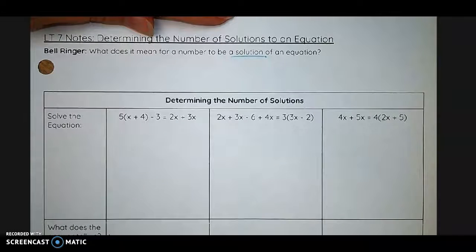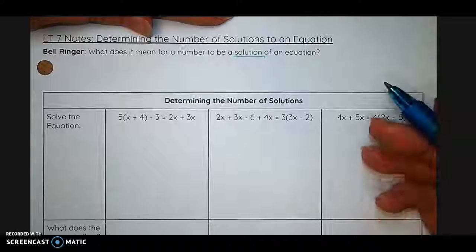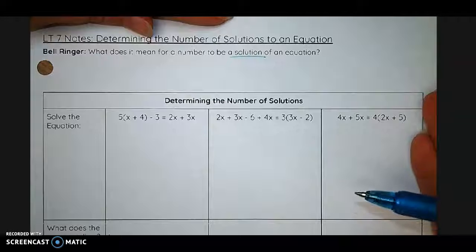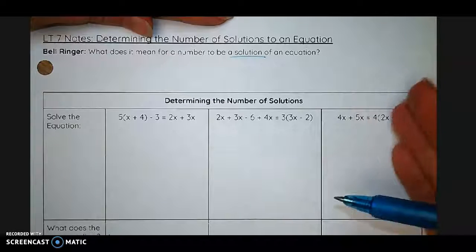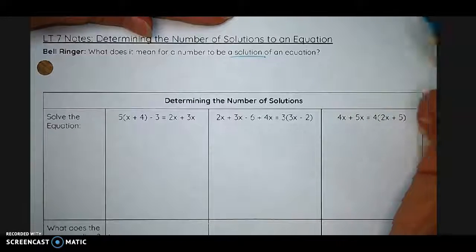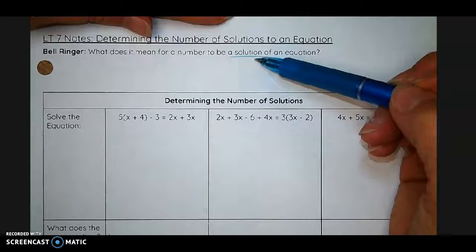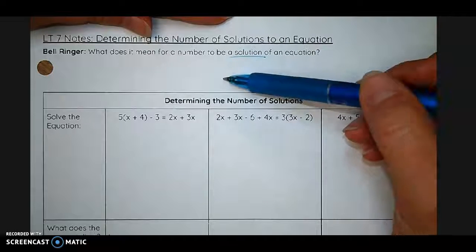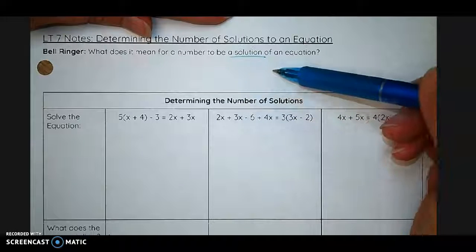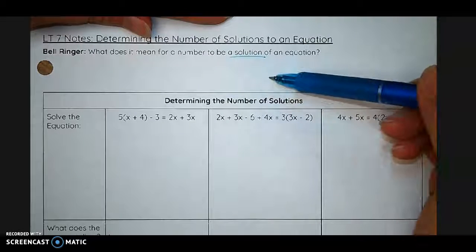Well, it means that if I take out that variable and put that number in, that makes that equation a true statement. One side will equal the other side. So when I have one solution, that means there's only one possible number I can put in that spot where the variable is and still have a true statement, with one side of the equation equal to the other side.